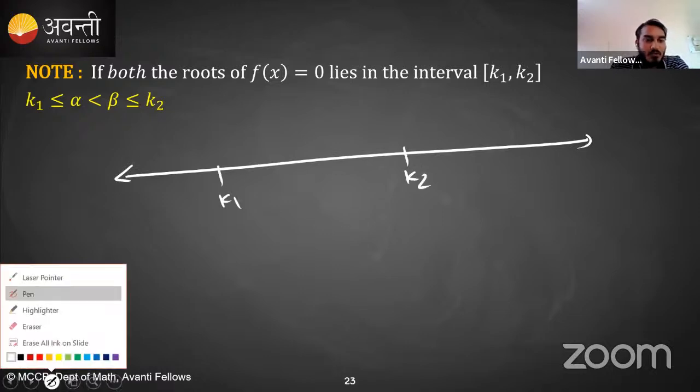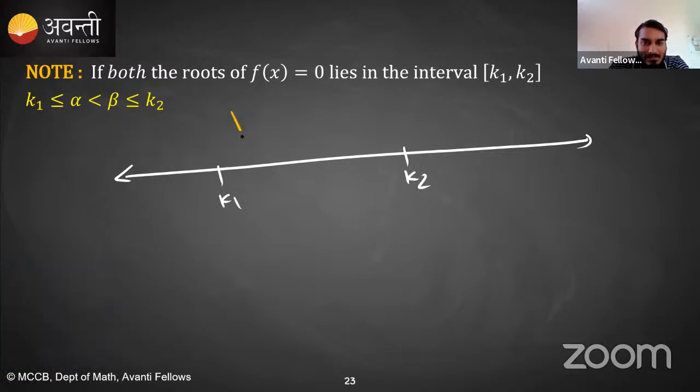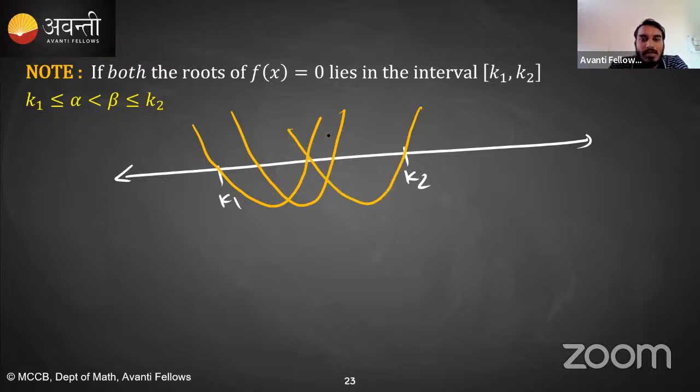So tell me, what can be the cases? One case is straightforward, that the roots are here. One case can be that one root is K1 and another root is between. Yes or no? Then also the condition is satisfied, because the roots are at K1 and between K1 and K2. Another case can be that one root is K2 and another root is between K1 and K2. One case can be that one root is at K1 and another root is at K2.